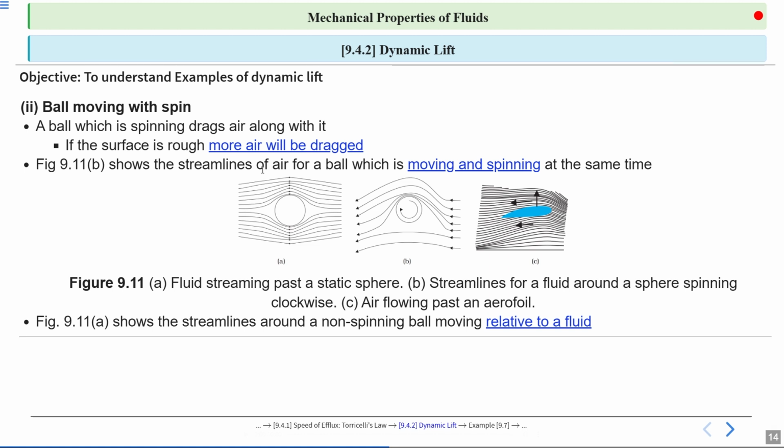For comparison, figure 9.11a shows what happens when a ball moves through the air without spinning. The streamlines are more symmetrical and there is no extra lift generated by spin. This highlights how important spin is in changing the path of a ball in sports and understanding fluid dynamics.